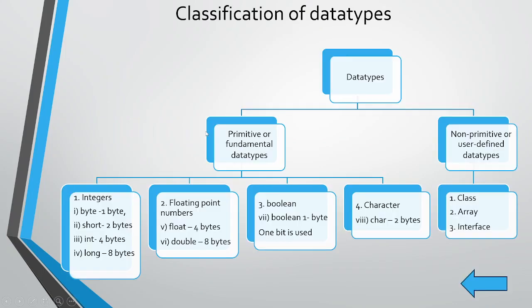Classification of data types. There are two types of data types. First one is primitive. Second one is non-primitive. Primitive are also known as fundamental data types. Non-primitive are also known as user-defined data types. And these primitive or fundamental data types are given by the Java language developers to the programmers. And non-primitive are user-defined. User-defined means programmer-defined.